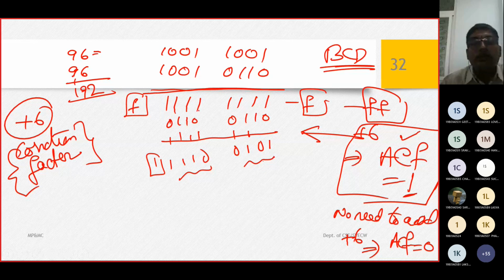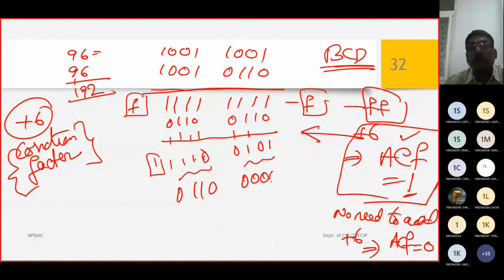Still, are there any errors? 0 plus this 0 here, 1, 1. Yeah, still it is not yet normalized. So again, it will add a 6 factor here. But this value is between 0 to 9. Therefore, we are not going to add plus 6 here.